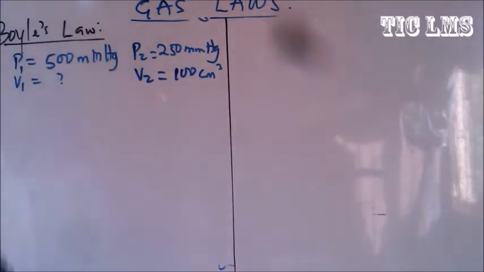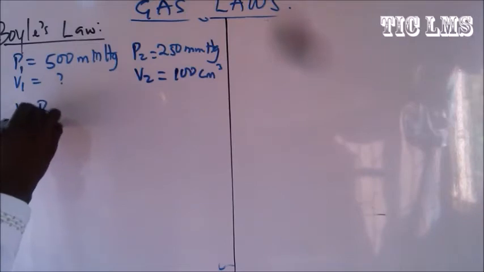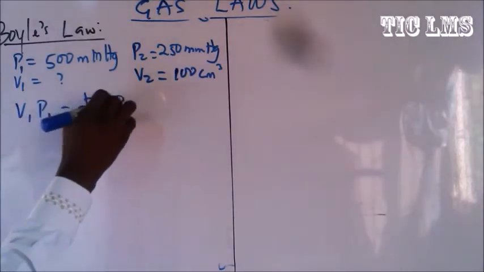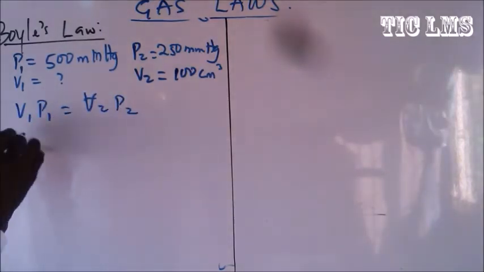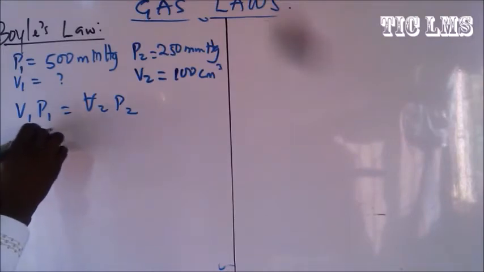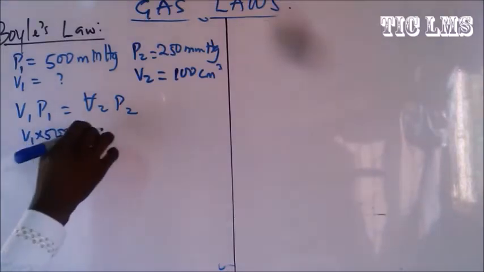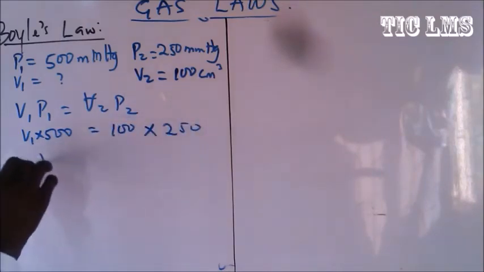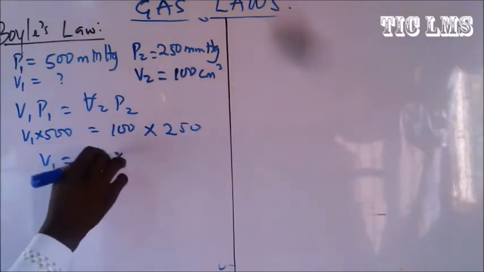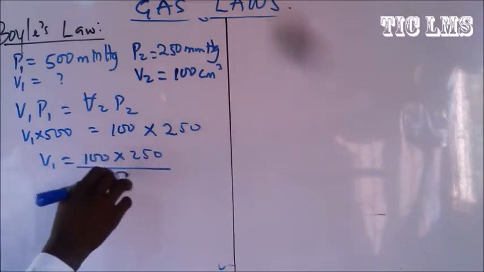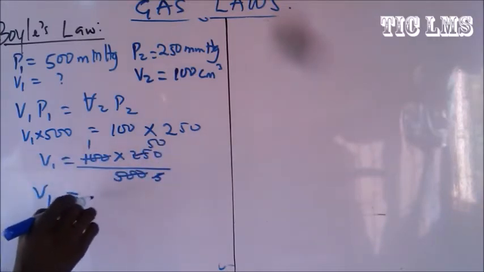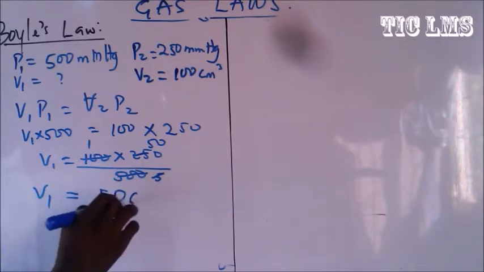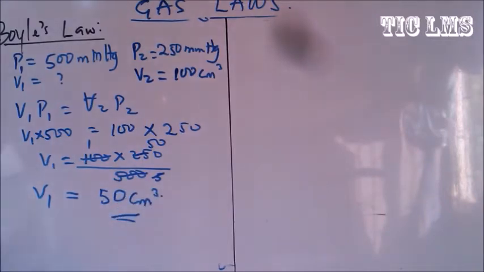So to calculate the initial volume, we have that V1 P1 equals V2 P2. Our V1 here is unknown and P1 is 500, equal to V2, which is 100, multiplied by 250. And so we have V1 equal to 100 multiplied by 250 divided by 500. We have an initial volume of 50 centimeter cubed.